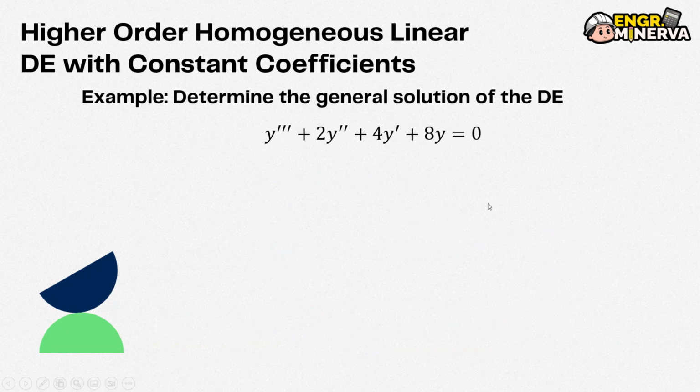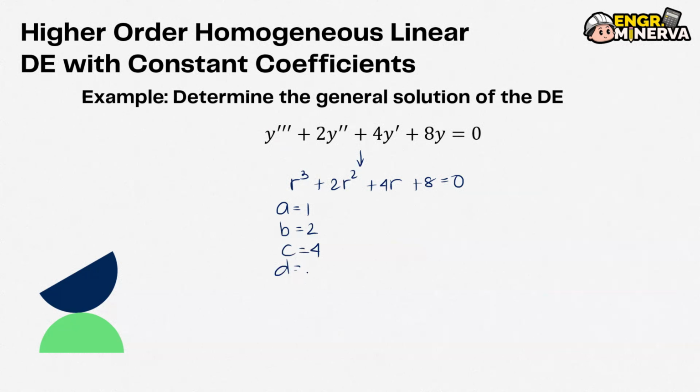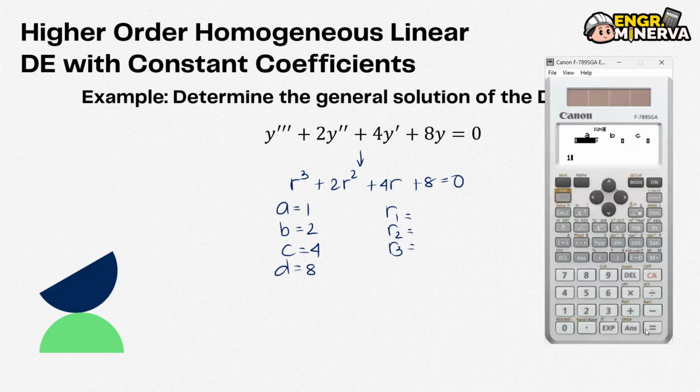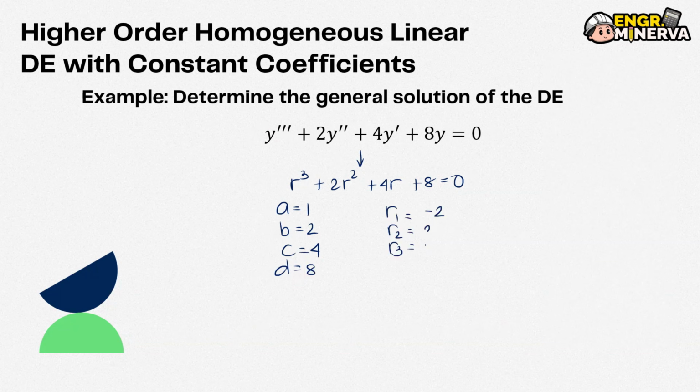Next. Okay, we have this one. So r cubed plus 2r squared plus 4r plus 8 equals 0. So the value of a is 1, b is 2, c is 4, d is 8. What are the three roots? 1, 2, 4, 8. That is negative 2, 2i, negative 2i.